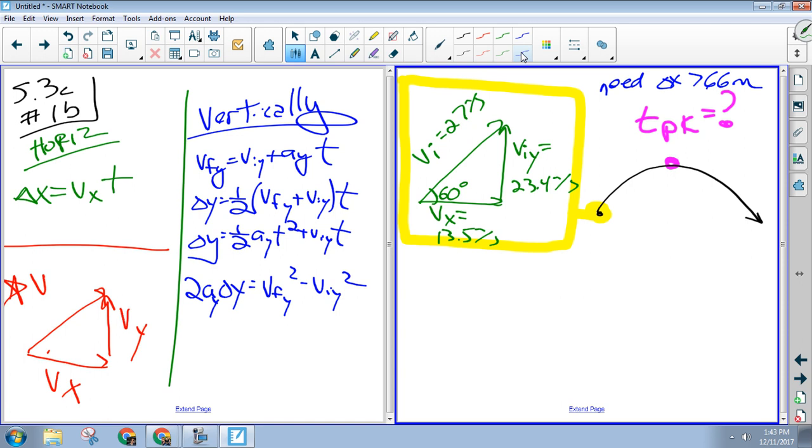Vy equals 0. Good. Vy is 0, right? Because when you're at the top of the path, your velocity vertically is 0. Would it be wrong to call that Vfy? That'd be okay. Sure. I guess it depends on your time interval, but it's not wrong. Okay, what else? Good. We know the horizontal is still 13.5 meters a second.